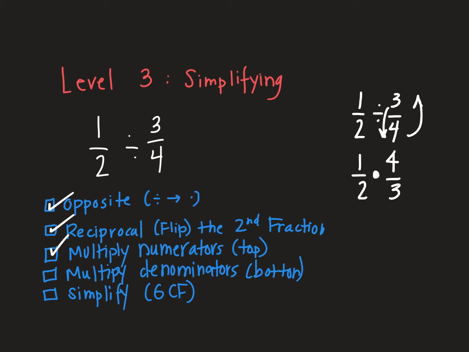Next, I'm going to multiply the top numbers, 1 times 4, which is 4. And then lastly, I'm going to multiply the denominators, 2 times 3, which is 6. So on your assessment, it's going to look just like that. Okay? So I'm going to solve everything for you.